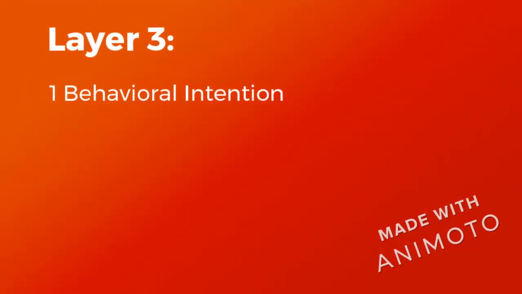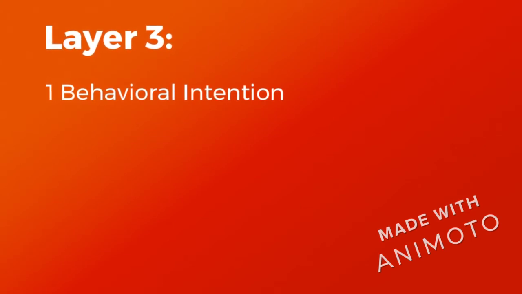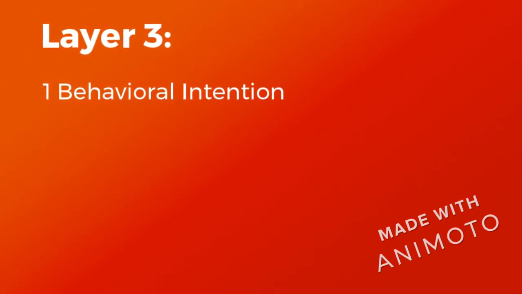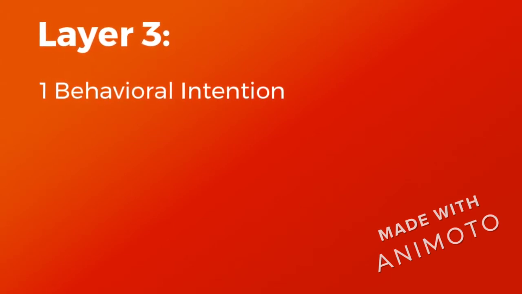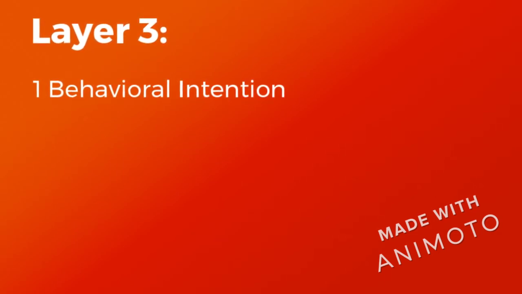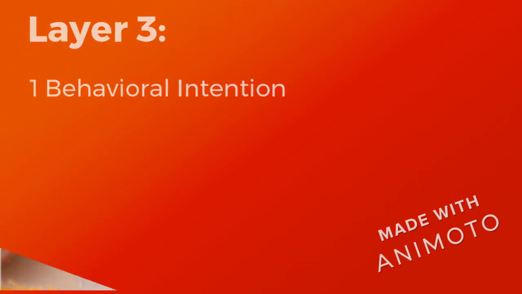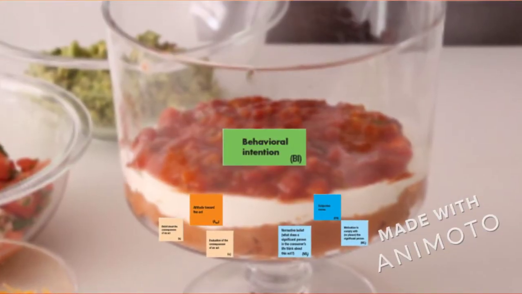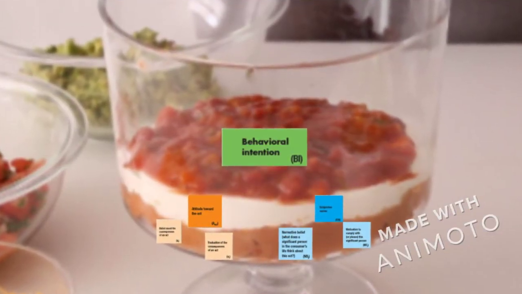The third layer of our model is going to be made wholly of behavioral intention. This is determined by the consumer's attitude and subjective norms, and, as stated in the name, is what behavior the consumer intends to take part in. Once we have behavioral intention, we'll lay it right on top of the second and first layers.